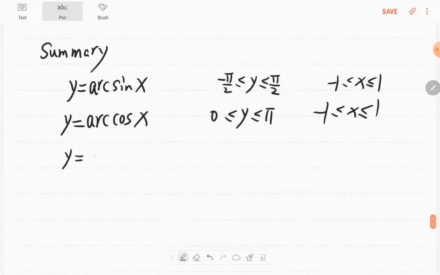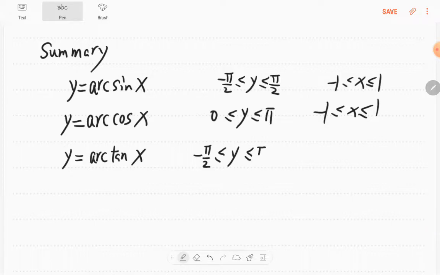Y equals arc tangent x. So that means tangent of y should be equal to x, right? And this y is between negative pi over 2 and pi over 2. So that means the terminal side of this angle y should be in the fourth quadrant and the first quadrant. And x could be any real number. Okay, you should be very careful with this one.